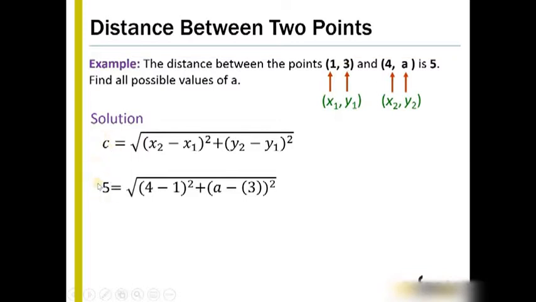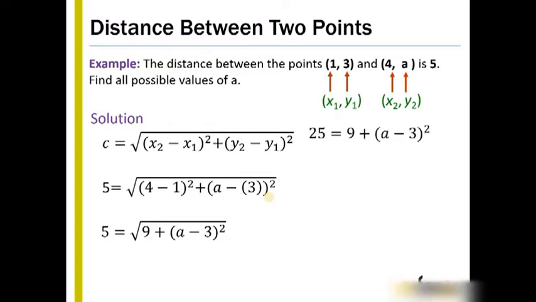distance c is 5. So we've got 5 equals the square root of (4 minus 1) squared plus (a minus 3) squared. And this simplifies to give 5 equals the square root of 9 plus (a minus 3) squared. If we square both sides, we get 25 equals 9 plus (a minus 3) squared. So 16 equals (a minus 3) squared.